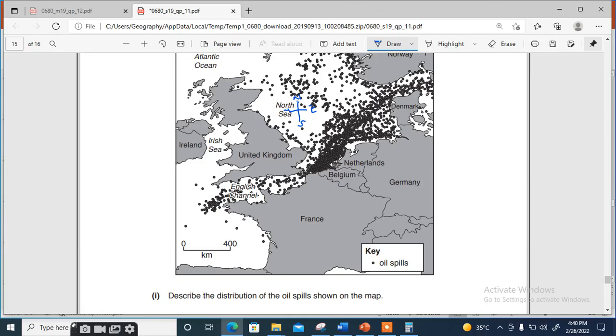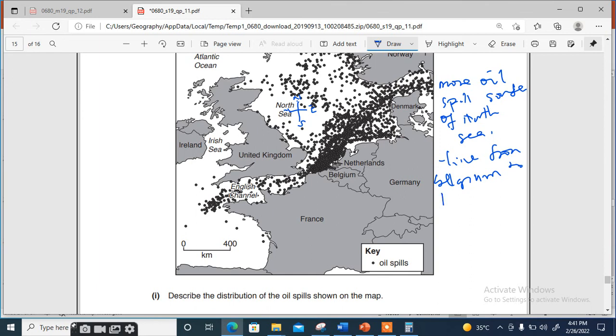So there is more oil spill in the south of the North Sea. Now, you find out that they are in a straight line from Belgium to Denmark. You can put other countries in between like Belgium, Netherlands, Denmark. You get your mark. So the greatest concentration is around Belgium borders.